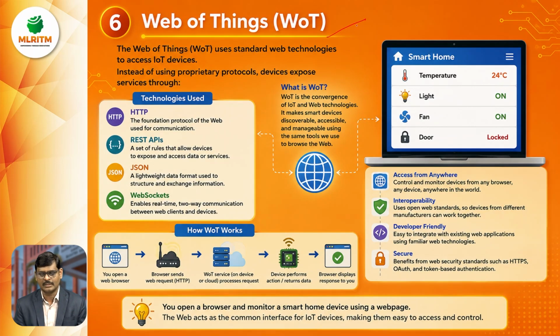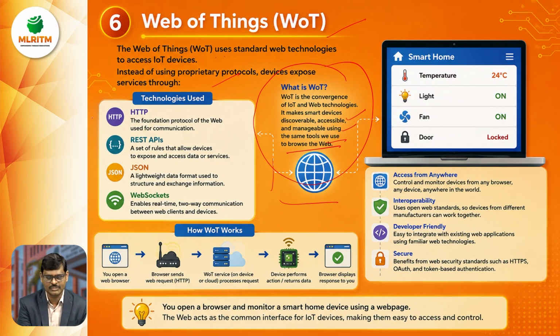The next one is Web of Things. Web of Things (WoT) uses standard web technologies to access IoT devices instead of using general device-specific protocols. So actually what is this WoT? WoT is a convergence of IoT and web technologies. It makes smart devices discoverable, accessible and manageable using the same tool, a web browser. For example, using web services, you can control, find and enable any IoT applications using Web of Things, from a website only.